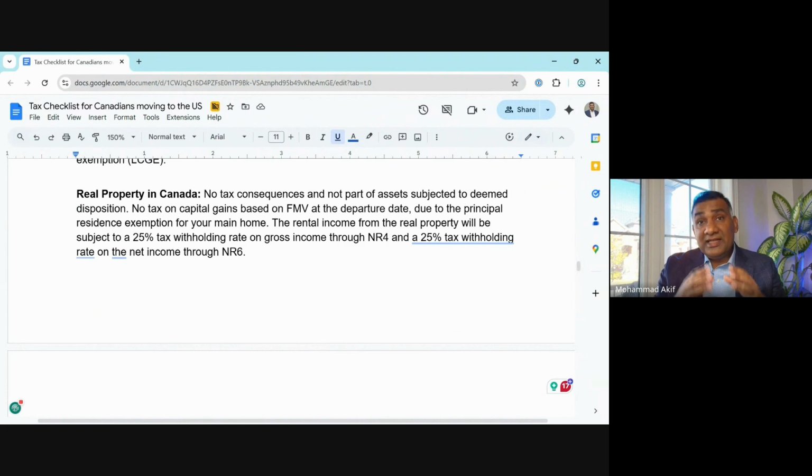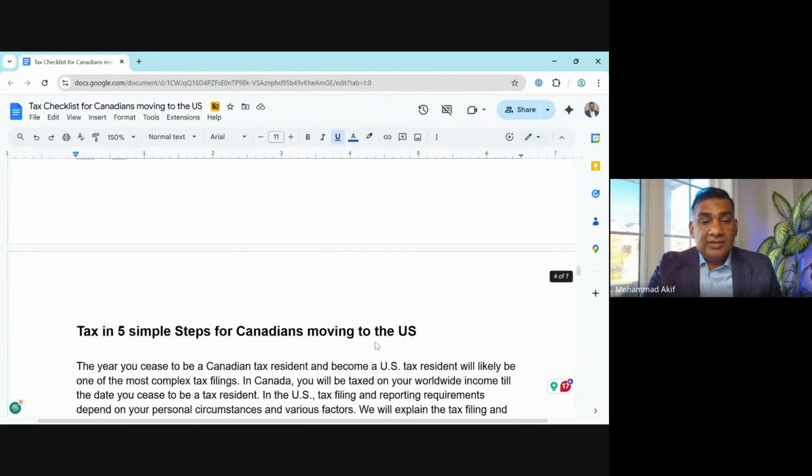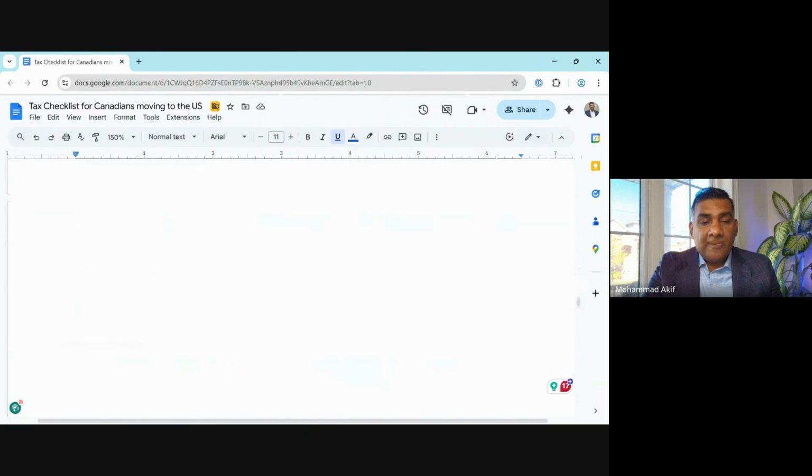So Canadian real estate is not subject to deemed disposition. But if it's something other than Canadian, yes. Anything that is outside of Canada that you own in terms of real estate will be subject to deemed disposition. All right, so we've already covered those.